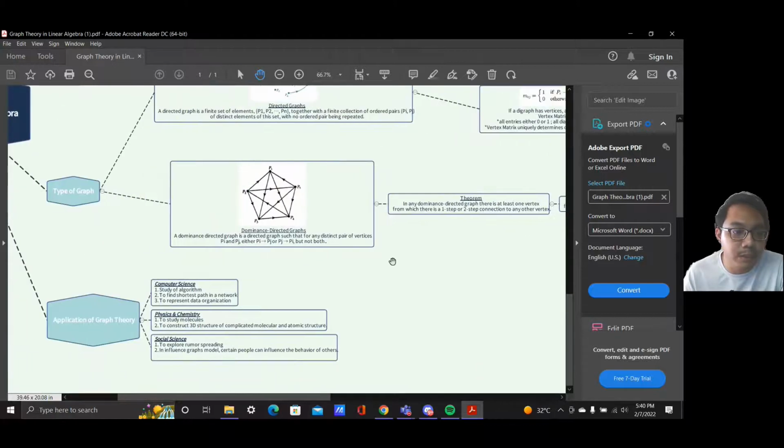And last but not least, we have applications of graph theory, which are used in the real world. In computer science, we use graph theory to study algorithms to find the shortest path in a network and to represent data organization. Other than that, in physics and chemistry, we use graph theory to study molecules and to construct the 3D structure of complicated molecular and atomic structures. And lastly, in social science, we use graph theory to explore rumor spreading and to construct graph models where people can influence the behavior of others.